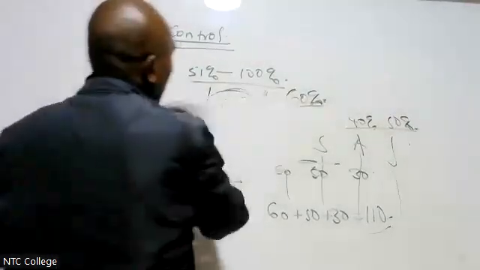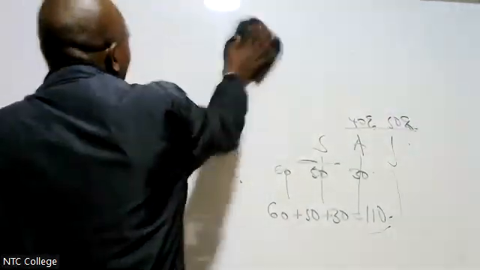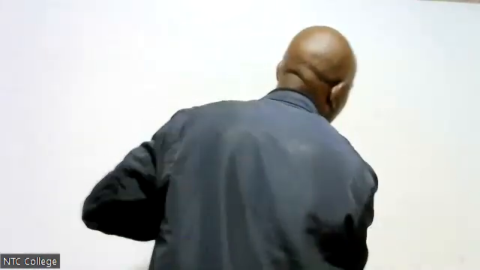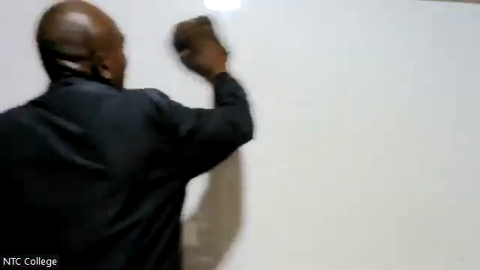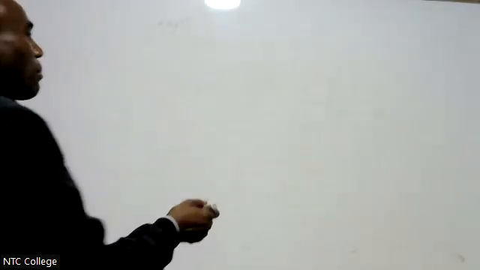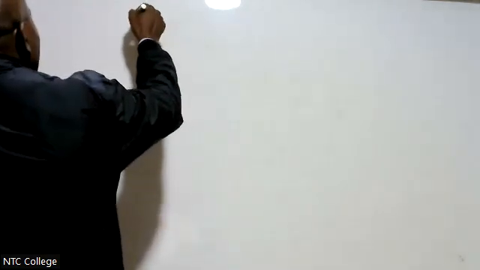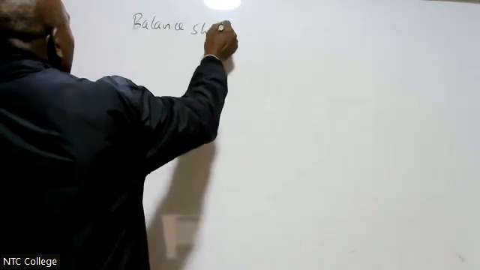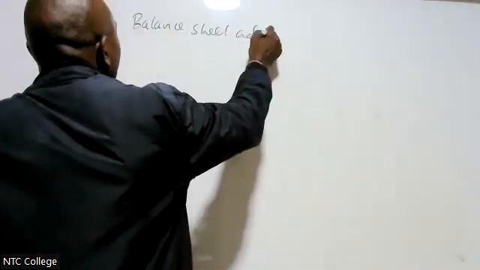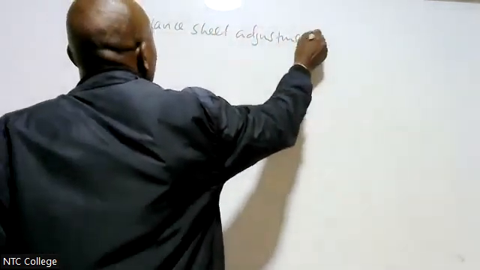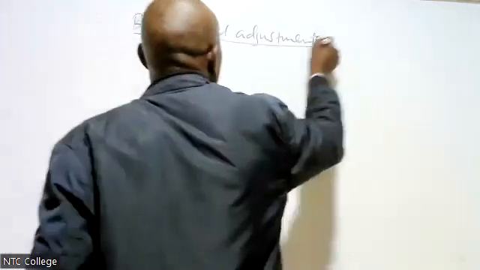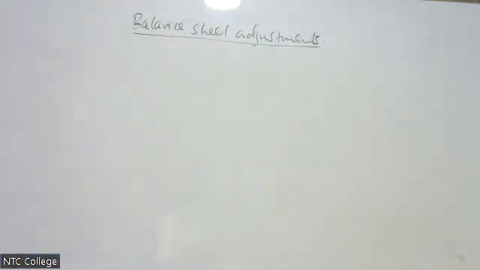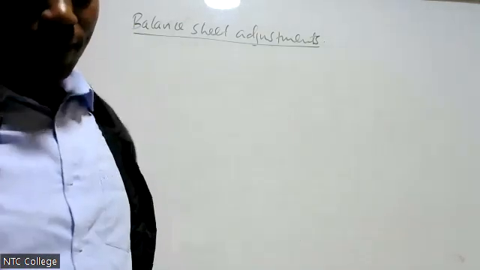Okay, now let's move to the next item. Now we know what control is, and it will not challenge us in an exam, because we know it. Let's look at something small called balance sheet, other balance sheet adjustments. Balance sheet adjustments.